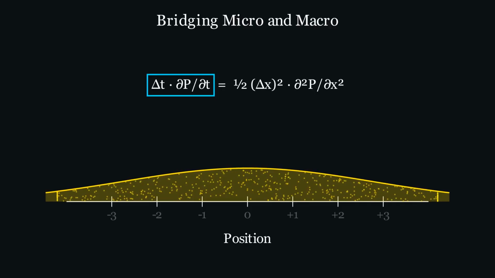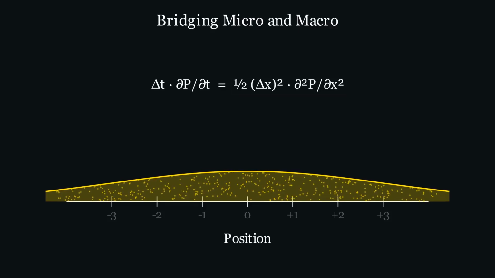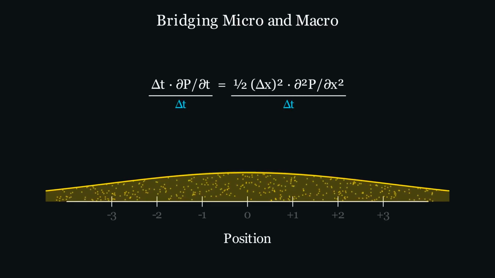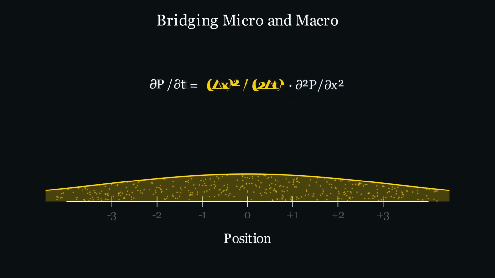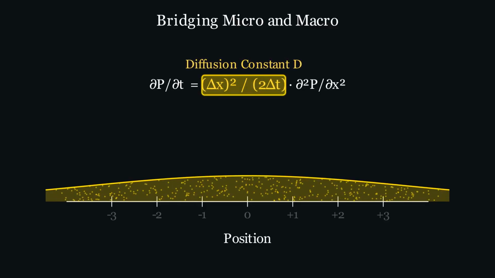On the left side, we had delta t times the rate of change of probability over time. On the right side, after all the odd terms canceled out, we were left with 1/2 delta x squared times the second spatial derivative. If we divide both sides by delta t, a remarkable ratio appears in front of that spatial derivative, delta x squared divided by 2 delta t. To keep our physical world stable as microscopic steps grow infinitely small, this ratio must settle into a constant number, which we call the diffusion coefficient, D.